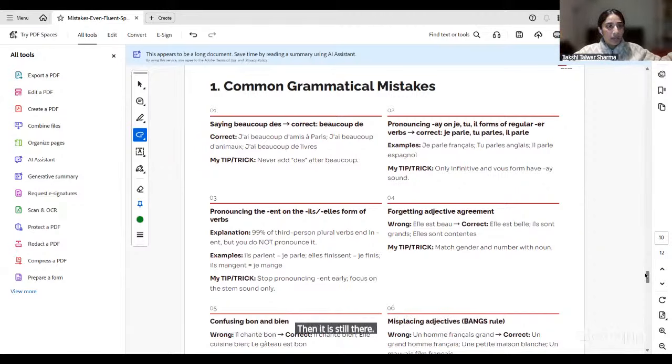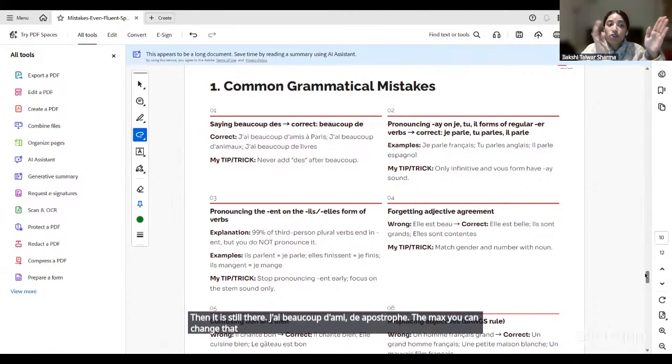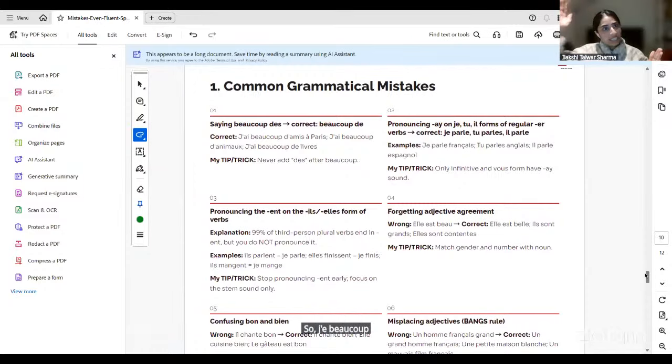J'ai beaucoup d'amis. The apostrophe is used before ami. The most you can change it to is the apostrophe, okay? So, j'ai beaucoup d'amis. I will not say j'ai beaucoup des amis. J'ai beaucoup de livres. So, never add des after beaucoup. It doesn't exist. It's wrong.